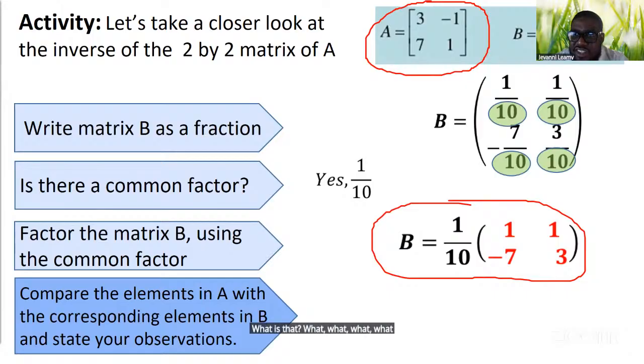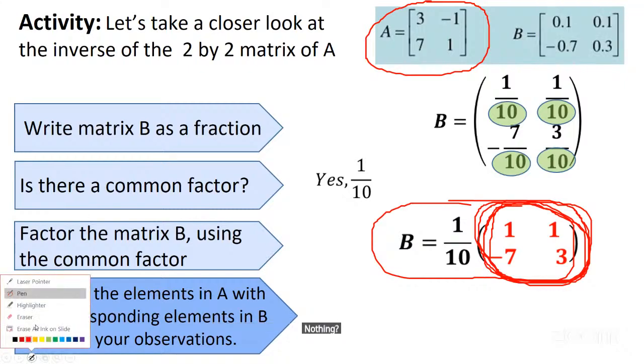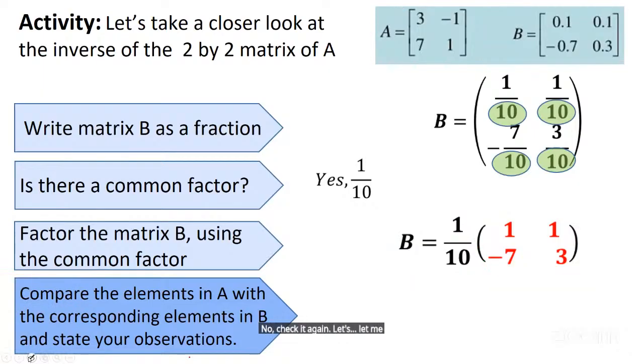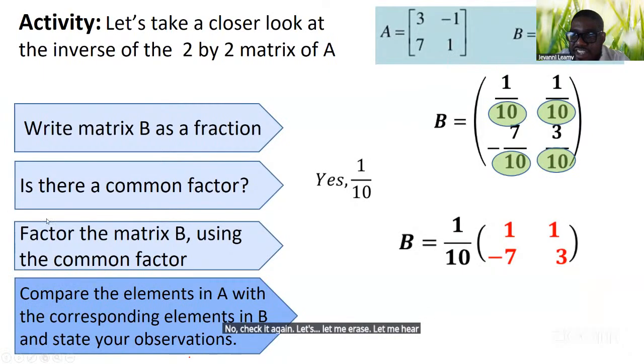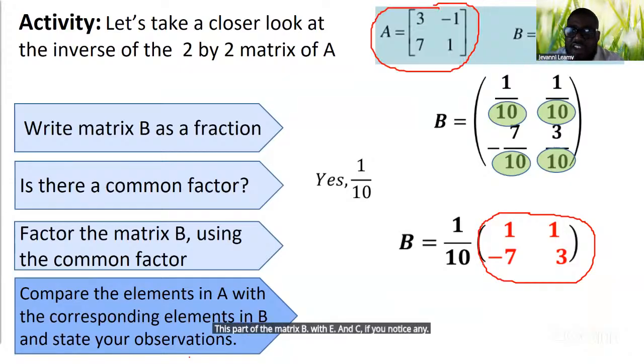What is the name for this? And compare it to the matrix A. What term is this really? Would it be an identity? No. Check it again. Would it be an inverse of something? So compare again. Compare this part of matrix B with A, and see if you notice anything that you would have done earlier as it pertains to determinant and adjoint. Compare those two that I just circled.